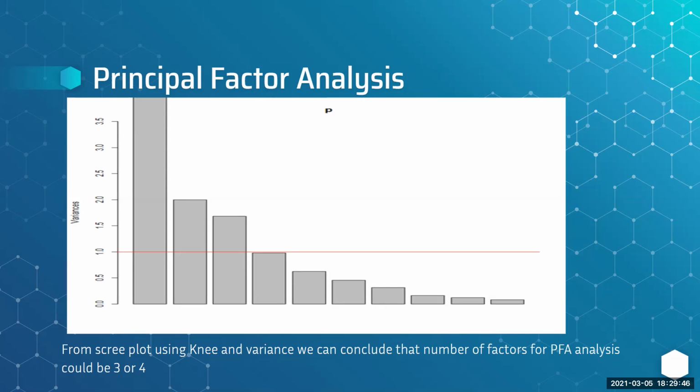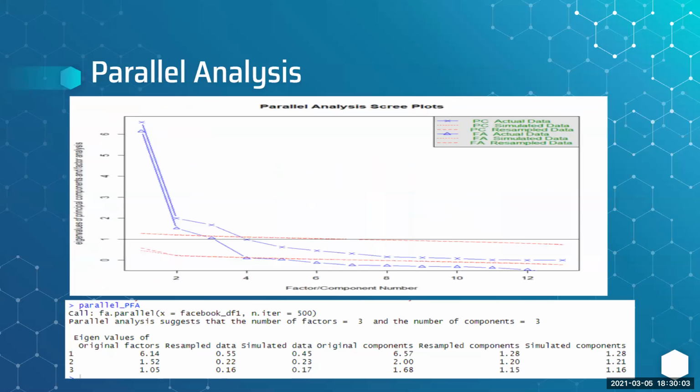This is the scree plot which we got after doing principal component analysis on this data. From this scree plot, we can see by using the Kaiser eigenvalue rule, the number of factors could be 3 or 4. Next slide, please. To determine the number of factors, I have done factor analysis. From this factor analysis, we found that the number of factors is 3. Next slide, please.